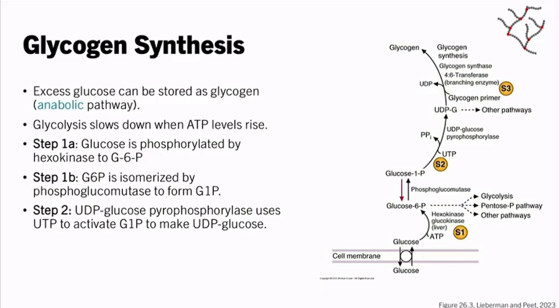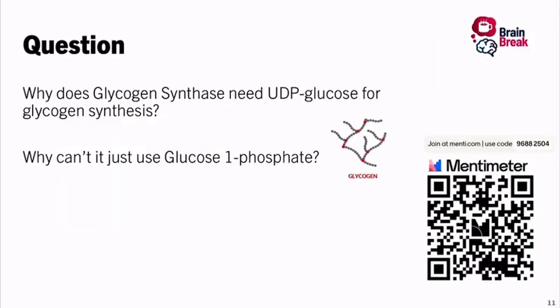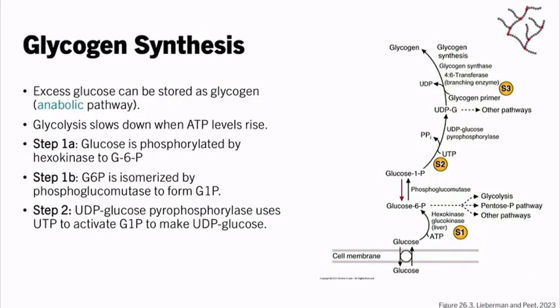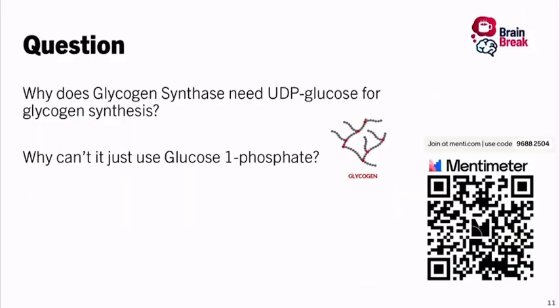In this case, UDP glucose pyrophosphorylase is going to catalyze the transfer of UDP to glucose to activate it. But glucose 1-phosphate also had a phosphate group. Why can't it just use glucose 1-phosphate? That phosphate bond does have energy in it. Why can't we just separate the phosphate group and move it onto glucose? Why do you think this might be a challenge?